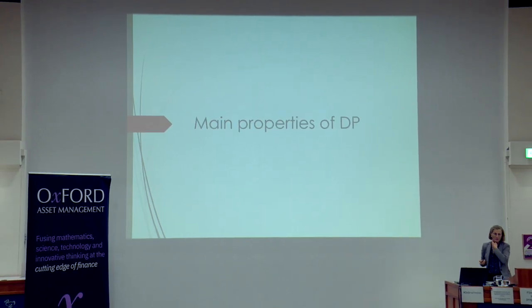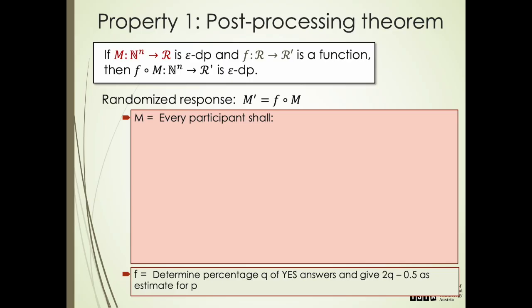Now, why is differential privacy such a great definition? Well, it fulfills two main properties. And the first property is the post-processing theorem, which says, assume you have a mechanism M that is epsilon differential private, and it maps the data to some set R. And then you have some function F that applies to R and computes some R prime. Then if you do the combination where you first run M and then run F on the output of M, this will be, again, epsilon differential private.